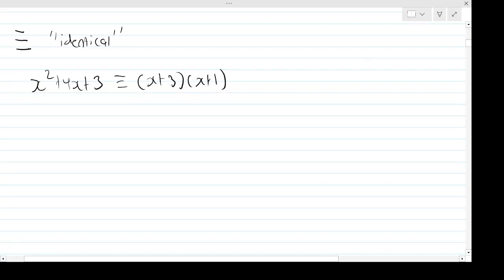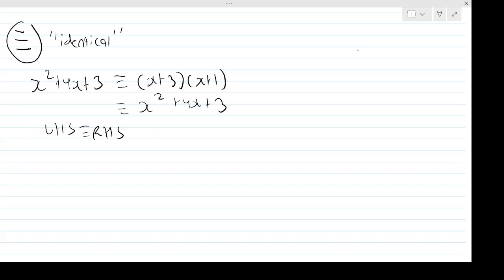Because if we expand this, we would get x squared, add 3x, add x, and then add 3 times 1, which is 3. Well, hang on then, the left-hand side is identical to the right-hand side because it's true for every value of x. So identities, which we represent with this triple line symbol, mean that one expression is exactly identical to the other for every value of x, right? We'll see an example of that in a second.